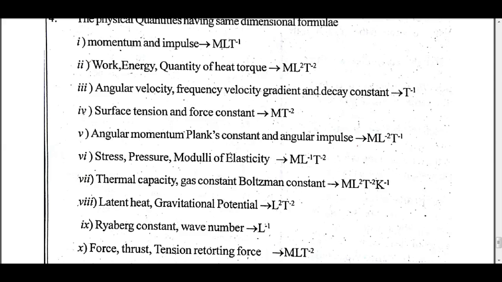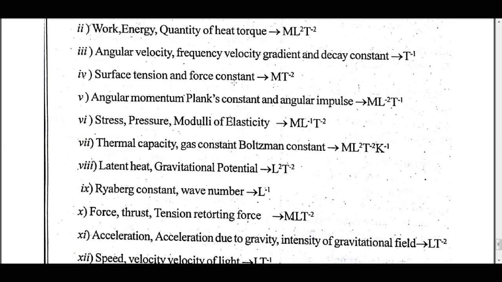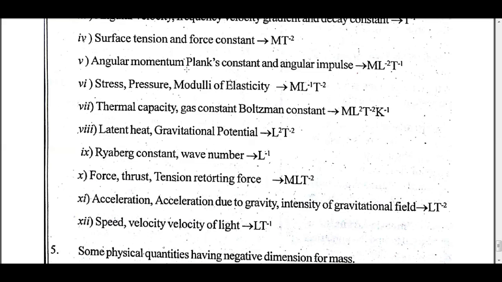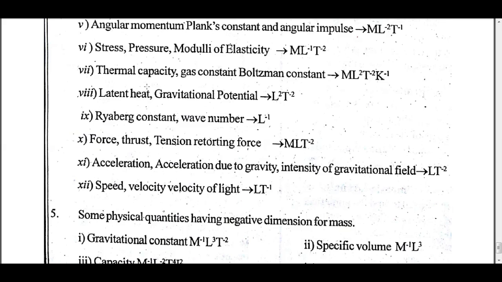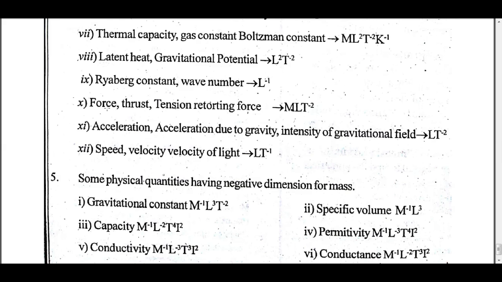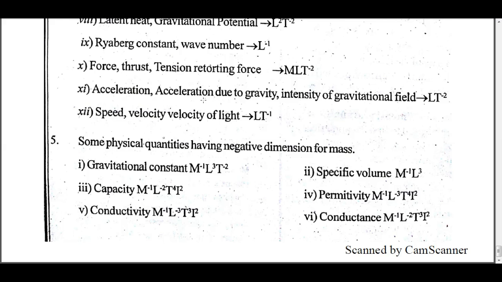Surface tension and force constant have the same dimensional formula. Angular momentum, Planck's constant and angular impulse have the same dimensional formula. Stress, pressure and modulus of elasticity have the same dimensional formula. In case of thermal capacity, gas constant and Boltzmann constant, same. Latent heat and gravitational potential, same. Rydberg constant and wave number, same. Force, thrust and tension have the same dimensional formula. The same way, acceleration due to gravity and intensity of gravitational field, same formula. And coming to speed and velocity of light, same.